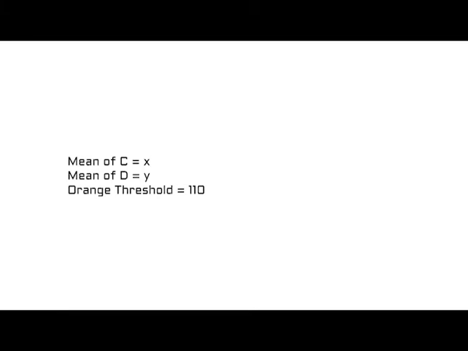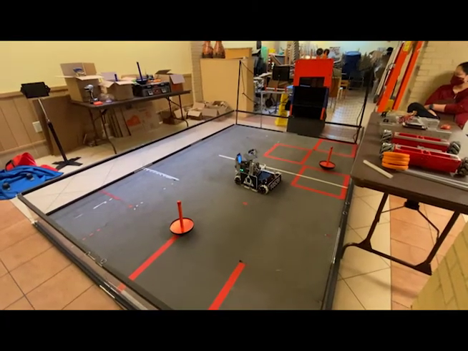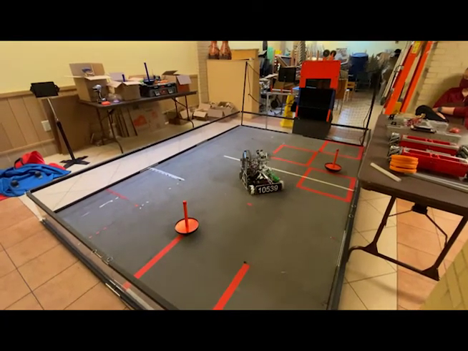If the means of the values within both sub-matrices are high, we determine that there are 4 rings in front of our robot. If the values in the bottom matrix are highly intense, we determine that there is 1 ring in front of our robot. If the values in either matrix are not highly intense, we determine that there are no rings in front of our robot.